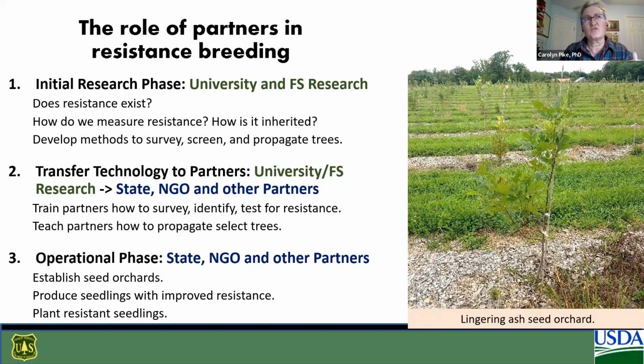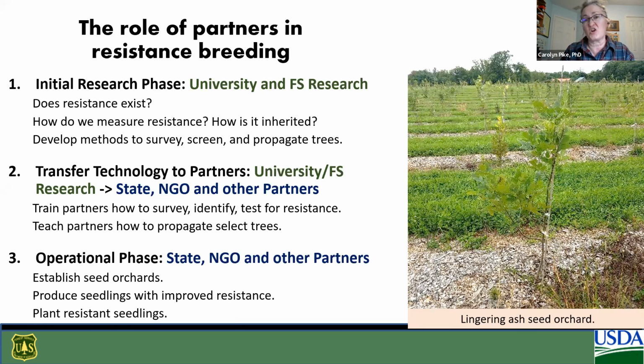This initial research phase, which is like developing the protocols, figuring out if resistance exists, how we measure it, how it's inherited, determining methods to survey, screen, and propagate trees, that falls largely on university and research partners and Forest Service research a lot. Technology transfer, though, once these are developed, these can go to our partners so that they can help us survey, they can identify lingering trees, and in some cases, we can make the resistance testing portable.